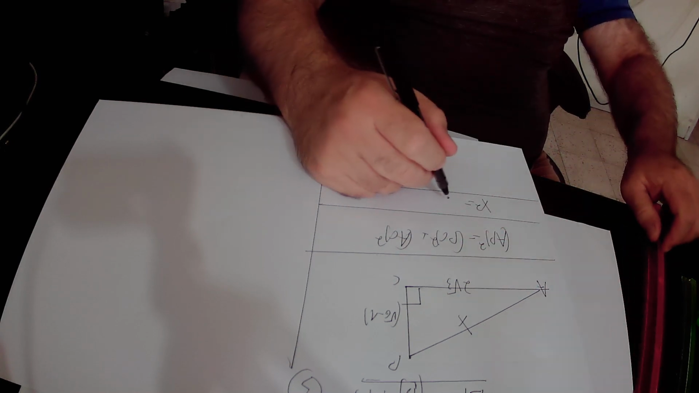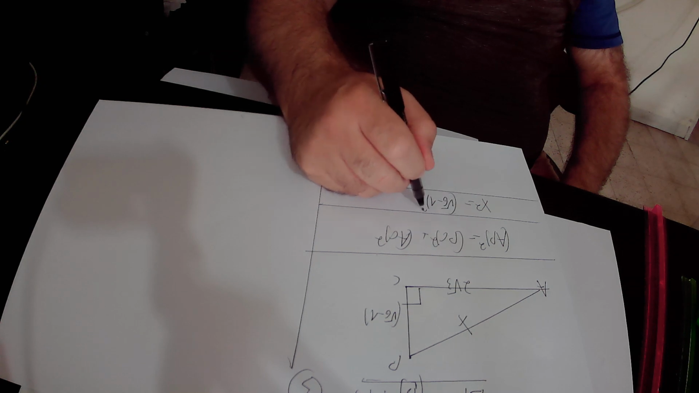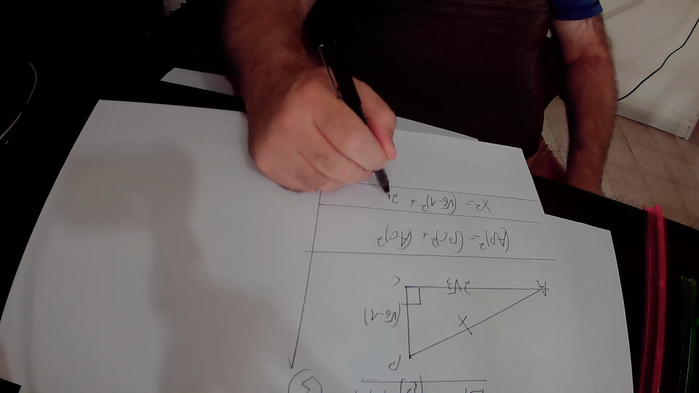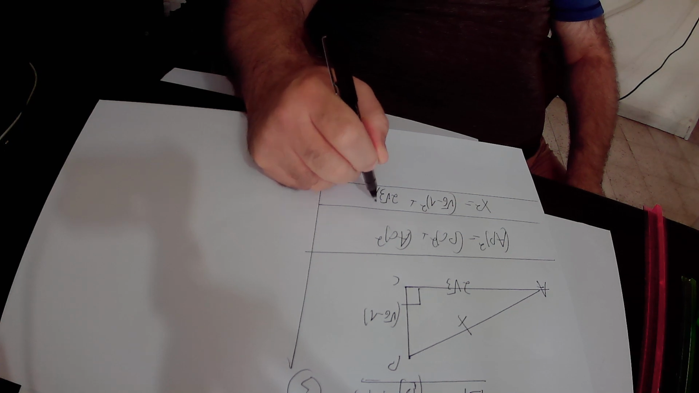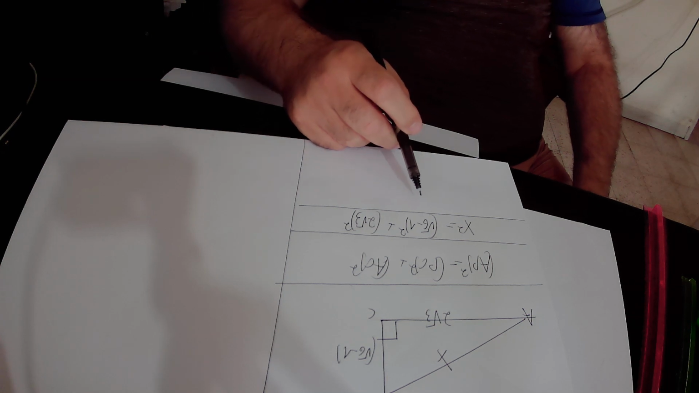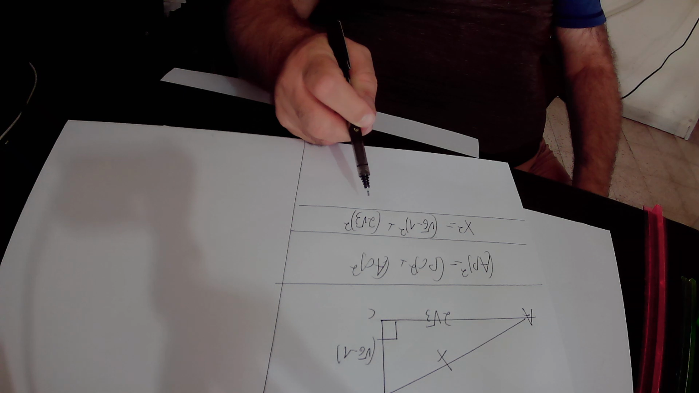PC is square root of 6 minus 1, therefore PC squared is (square root of 6 minus 1) squared, plus AC squared. AC is 2 times square root of 3, therefore AC squared is (2 times square root of 3) squared. So in conclusion, we found out that X squared equals (square root of 6 minus 1) squared plus (2 times square root of 3) squared.